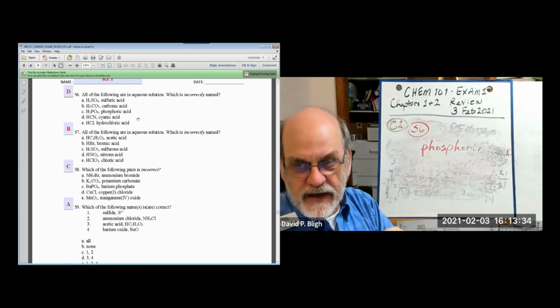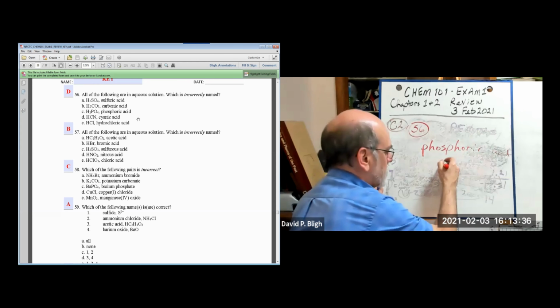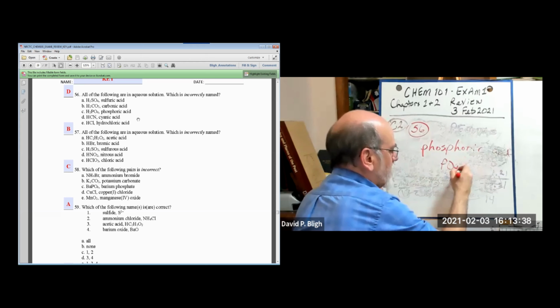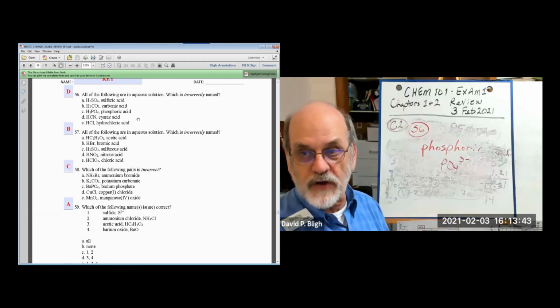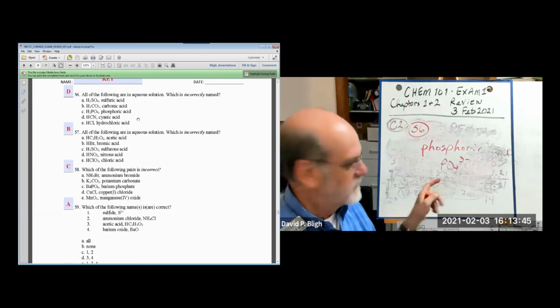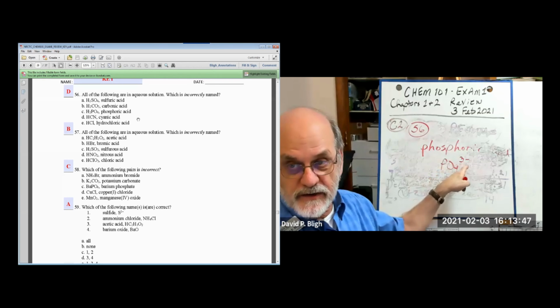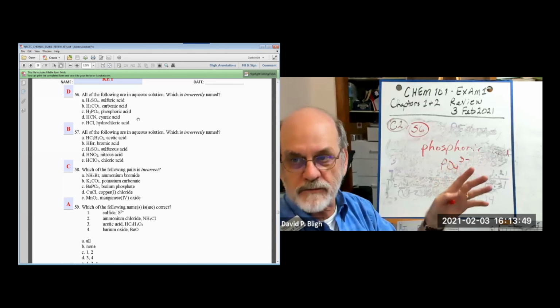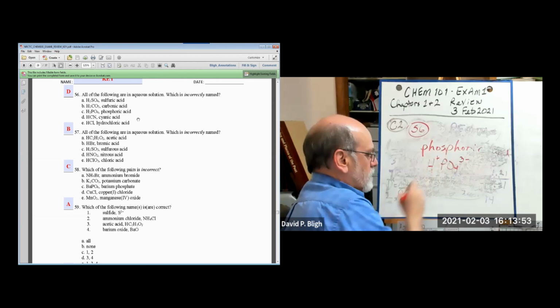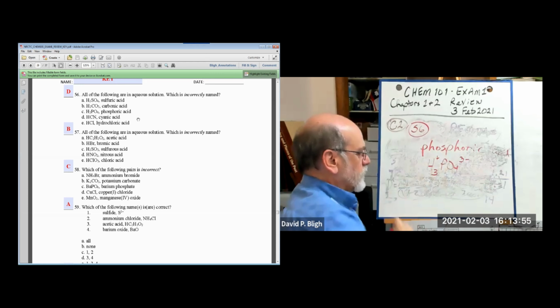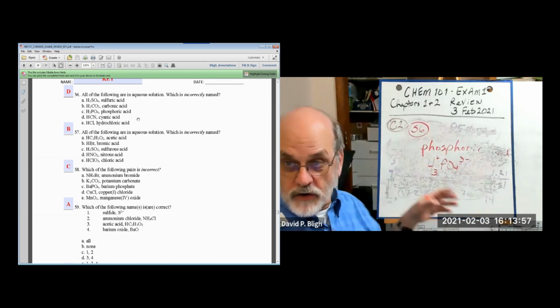So what is the phosphate? You might have to look it up. PO4 3-, correct? So how many hydrogens does it take to balance 3-? Hydrogens are nearly always +1. Three of them. So now you can write the formula.